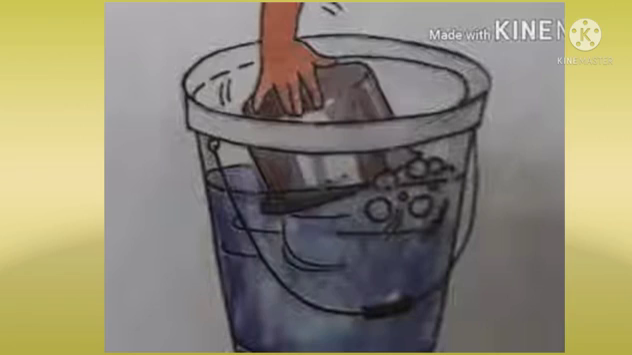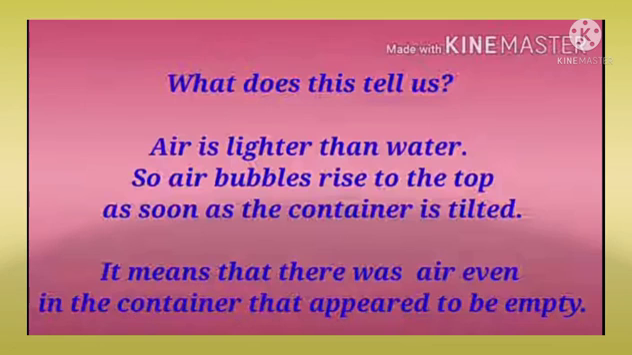Students, what do you see? You can see that bubbles rise at once to the top. What does this tell us students? It tells us that air is lighter than water. So air bubbles rise to the top as soon as the container is tilted. It means that there was air even in the container that appeared to be empty.